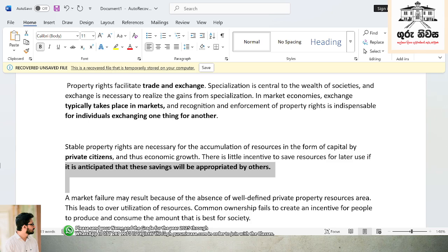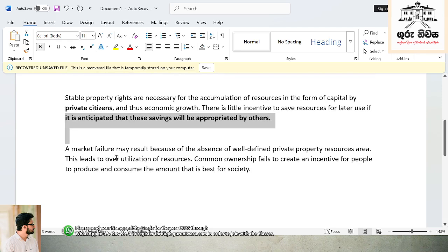Can you remember the lesson? No investment means no economic growth. Right? There's little incentive to save resources for later use if it is anticipated that these savings will be appropriated by others. Market failure may result because of the absence of well-defined private property resource areas.